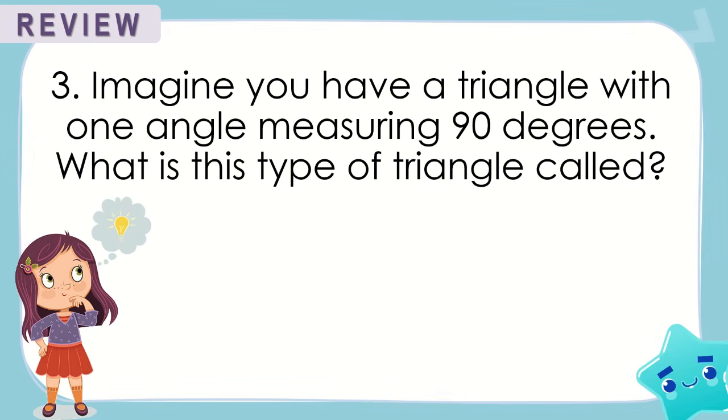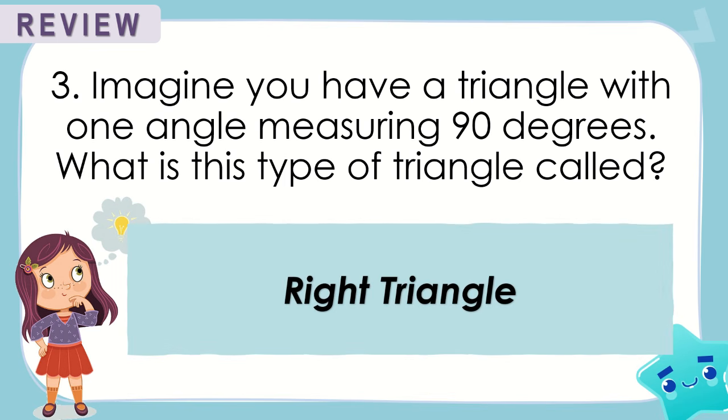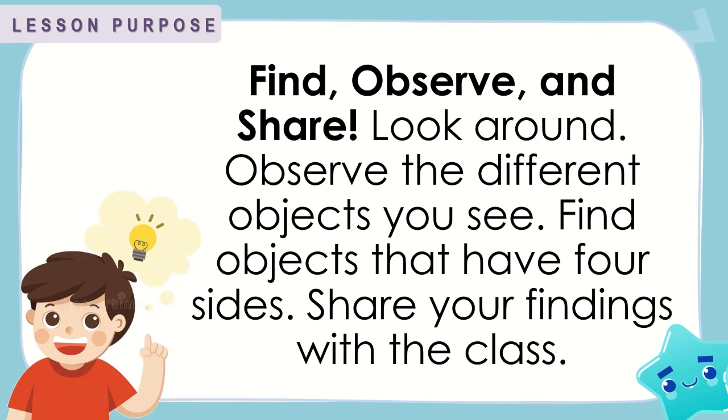Imagine you have a triangle with one angle measuring 90 degrees. What is this type of triangle called? You're right, it is a right triangle. Find, observe, and share. Look around. Observe the different objects you see. Find objects that have 4 sides. Share your findings with the class.